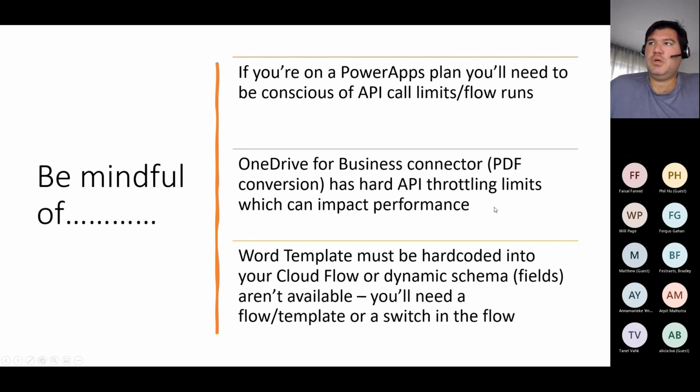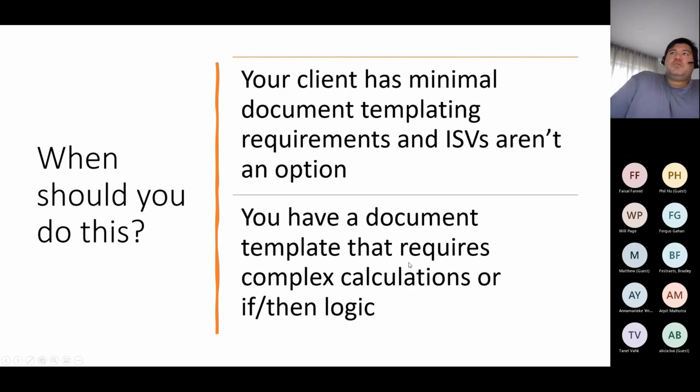switch. So when should you do this? I've built this in mind for someone doing a very small Power Apps model-driven app implementation. So if you've got a client who has minimal document templating requirements and ISVs aren't an option for reasons of budget or other reasons, it just being a very small implementation, then this can be a very good solution for some minimal document templating requirements.